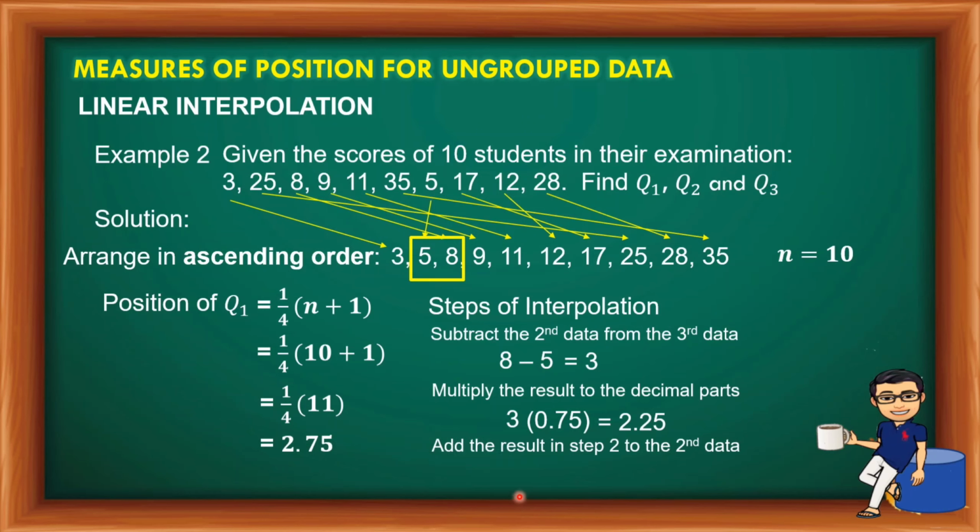Okay, next step. Add the result in step 2. Ito yung step 2 natin. So, kunin natin yung step 2 plus second data. So, ito yung second data natin. Or, tip, yung alin ang mababa dun sa dalawang data. Lowest number sa data given. And that's 5. So, pag inadd natin, that is 7 and 25 hundredths. And that will be our quartile 1.